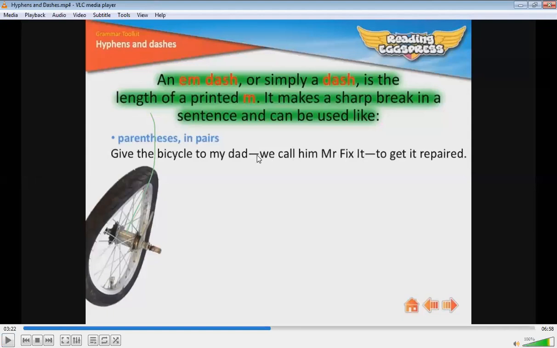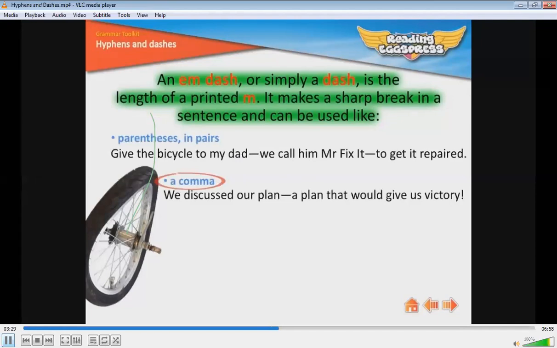And by the way, it can be replaced by a lot of things, maybe two commas here and there. You get the idea? So here we are using the M dash for extra information because the sentence works without what's between the two dashes: to get it repaired. It can also be used as a comma. We discussed our plan, dash, a plan that would give us victory. In the second one here, I can remove that dash and add a comma. It will work. In the first one, I can remove these two dashes and add two commas or even parentheses that we will explain later. You get the idea? So it all works.